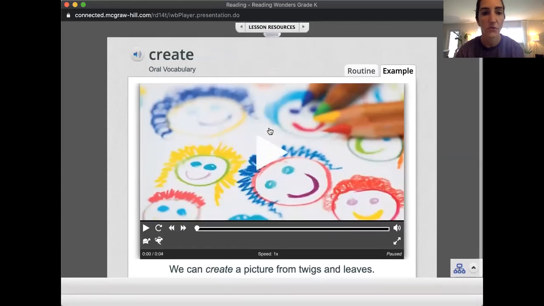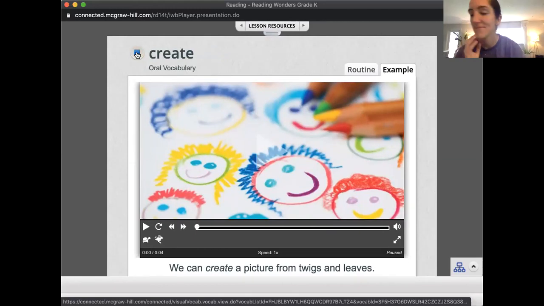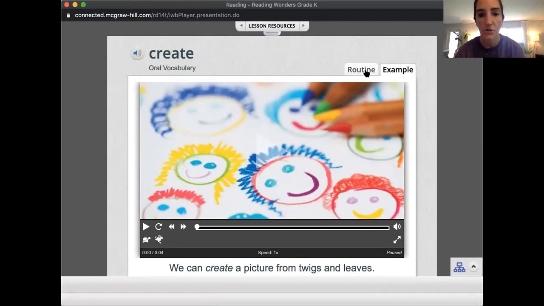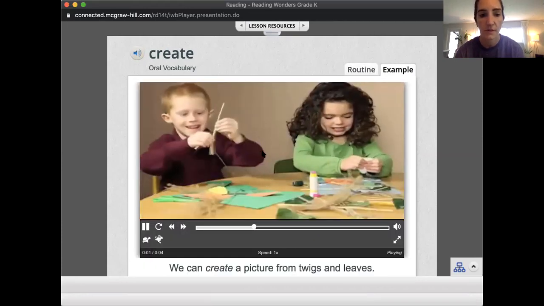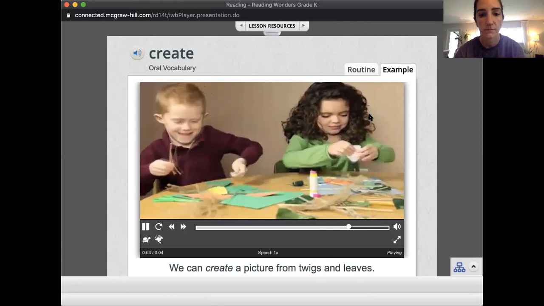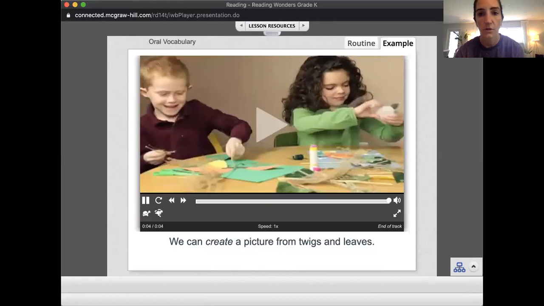Oh, create. Repeat after me. Create. We can create a picture from twigs and leaves. Create a picture. So create means to make something. So let's watch the video. Create. To create is to make something. Let's go to the next word.